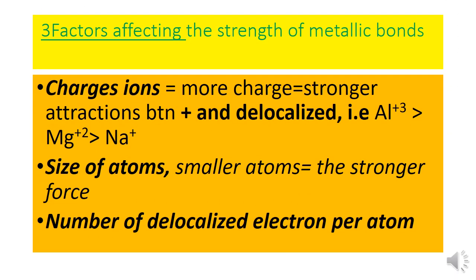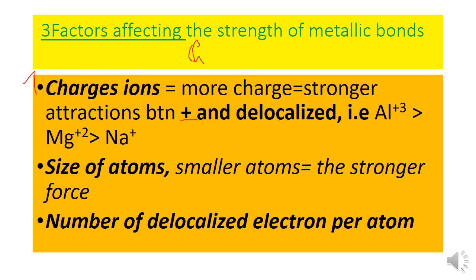Therefore, we are going to see the factors that affect metallic strength. Metallic strength depends on the charge. As the charge increases, the metallic strength also increases. That is one factor: ion charge. More charge means stronger metallic attraction between positive ions and delocalized electrons. For example, aluminum has stronger metallic bonding than magnesium, and magnesium more than sodium. Why? As charge increases, metallic strength also increases.